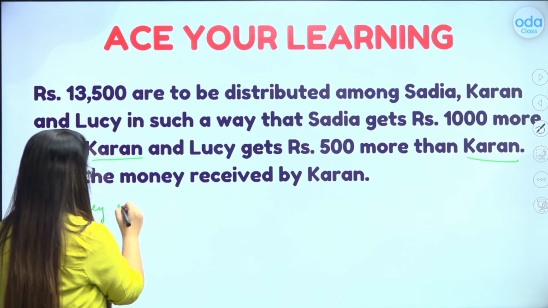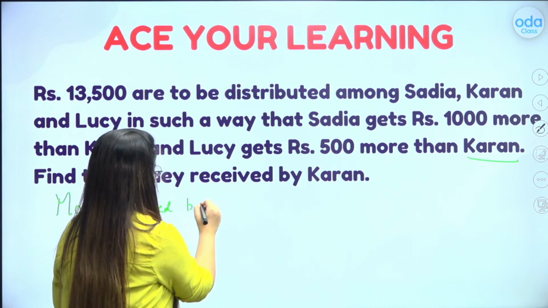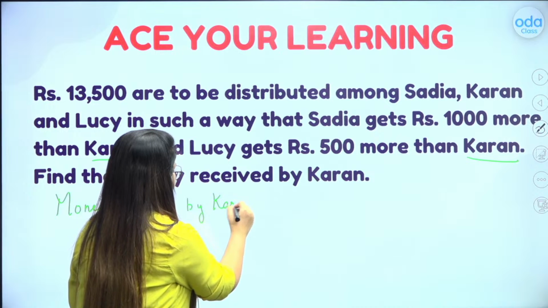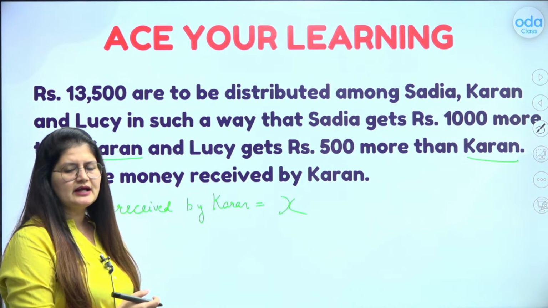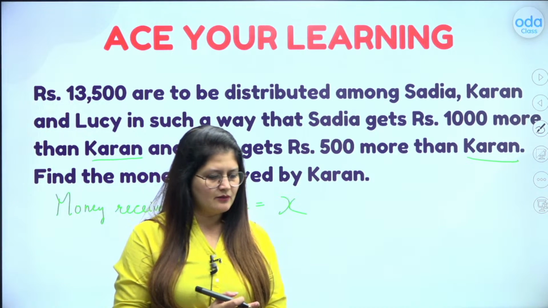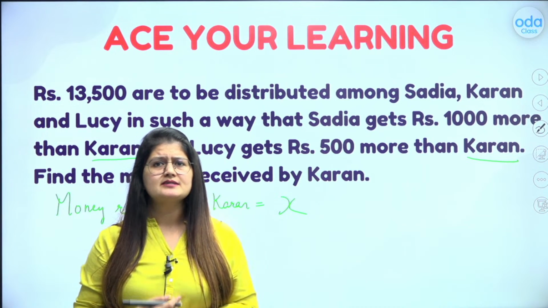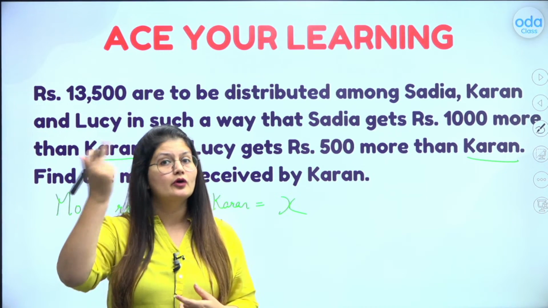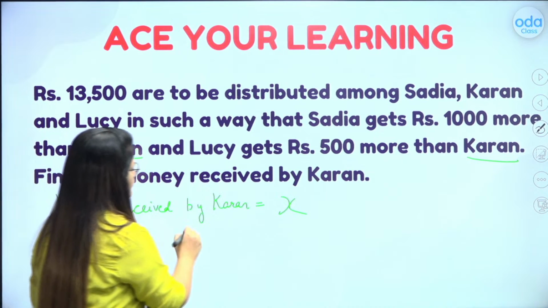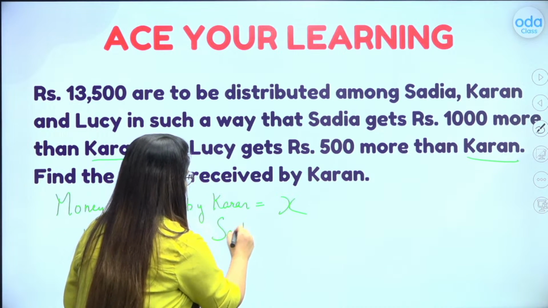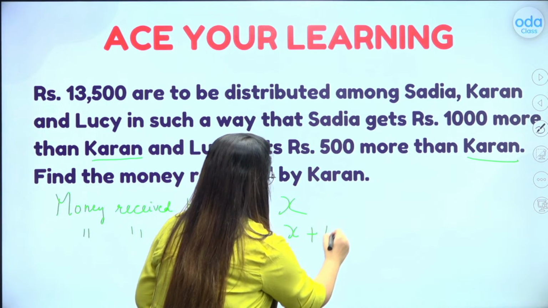So, let's go ahead with this and talk about the money received by Karan. We are taking Karan's money as a reference here, and let's take it as X. Okay, so money received by Karan is X. Now moving on, let's talk about the next thing: the money received by Sadia. Sadia is getting 1,000 more than Karan, right? So the money received by Sadia is equal to what? That is going to be x plus 1,000.